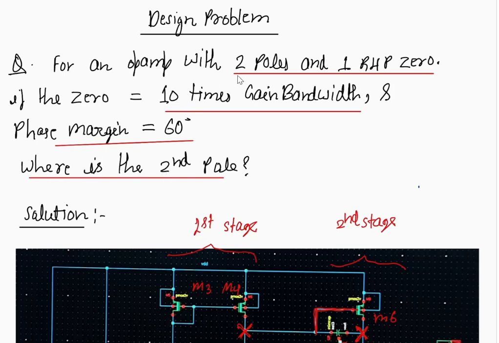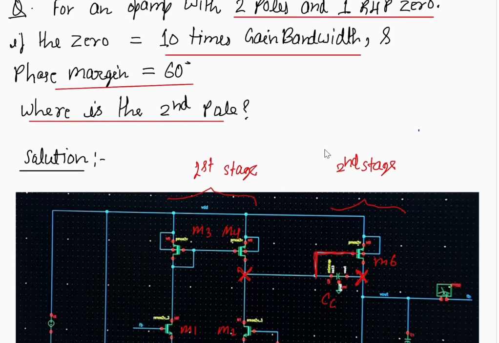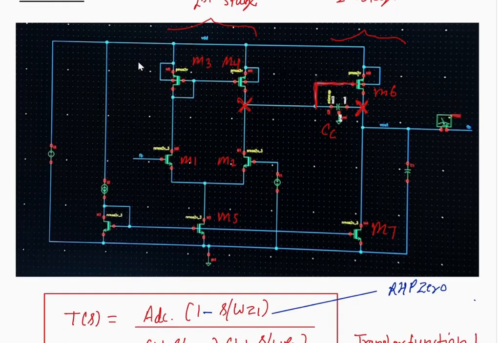So we know that this problem is related to a two-stage op-amp, because a two-stage op-amp also has two poles and one right-hand zero. I have attached one schematic which I designed in Cadence. I'll later make a video on how to design a two-stage op-amp. So let's first solve this problem.